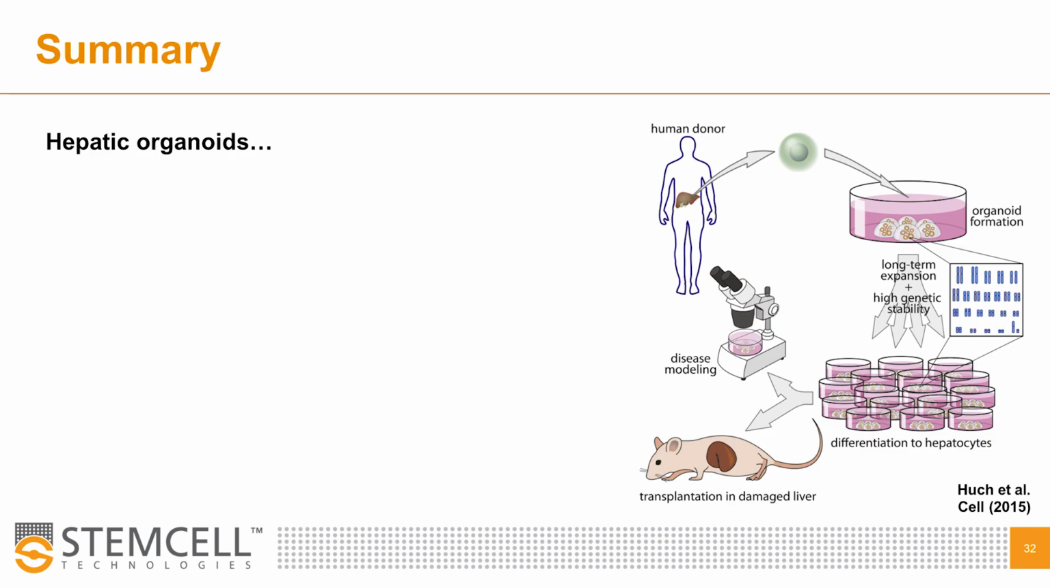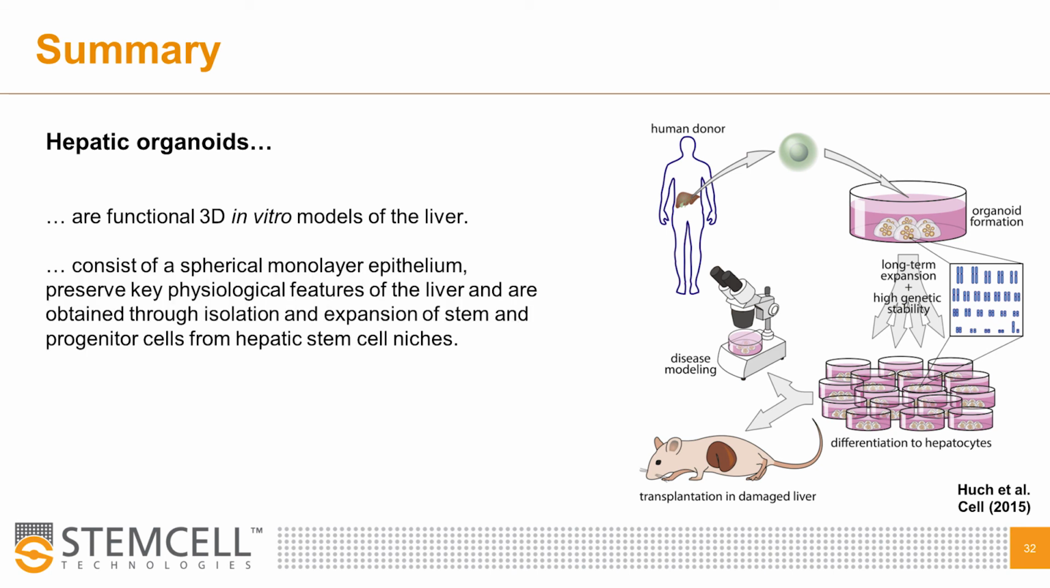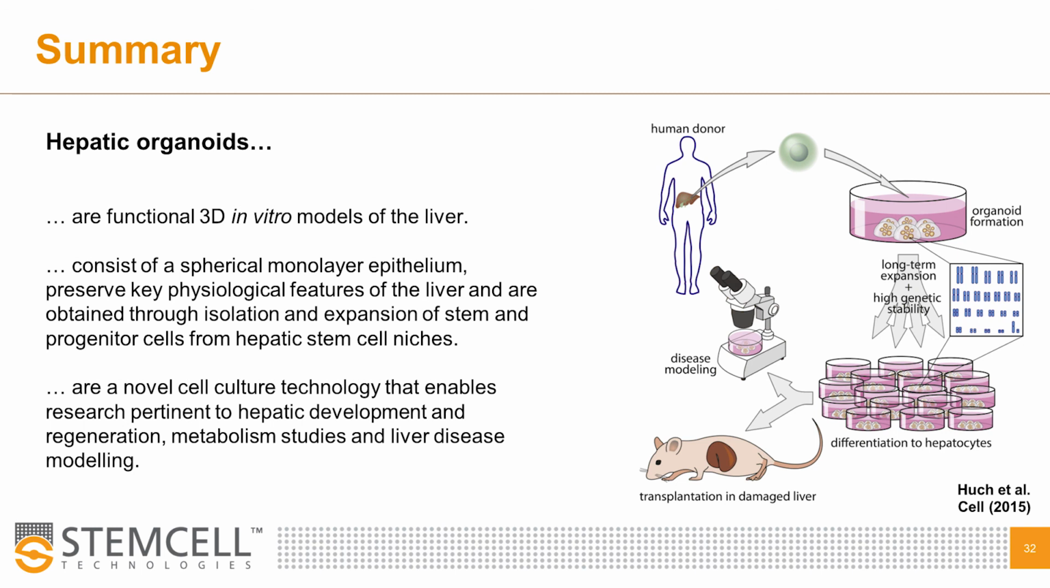So in today's webinar, I've shown that hepatic organoids are functional, 3-dimensional in vitro models of the liver. They consist of a spherical monolayer epithelium, which preserves the biology of the tissue it is derived from. Hepatic organoids are obtained through isolation and expansion of stem and progenitor cells from hepatic stem cell niches. I've also discussed data that has shown the application of hepatic organoids as a novel cell culture technology that enables researchers to look into the hepatic development and regeneration of the liver, metabolism studies, and liver disease modeling, including primary liver cancer.